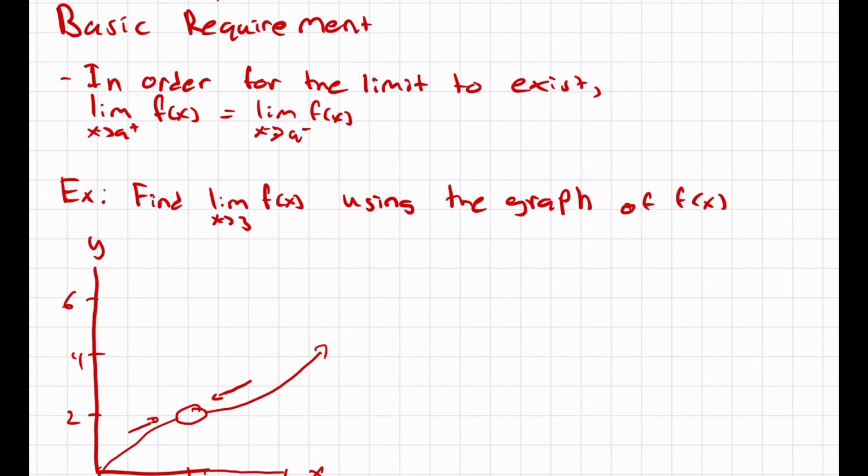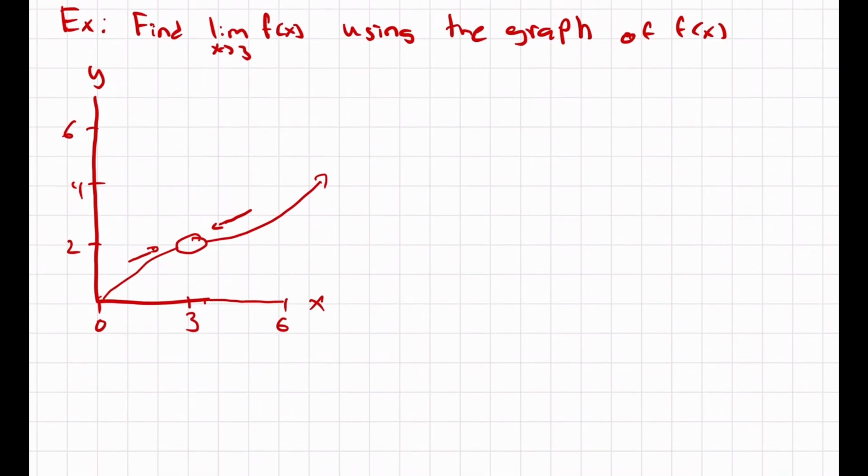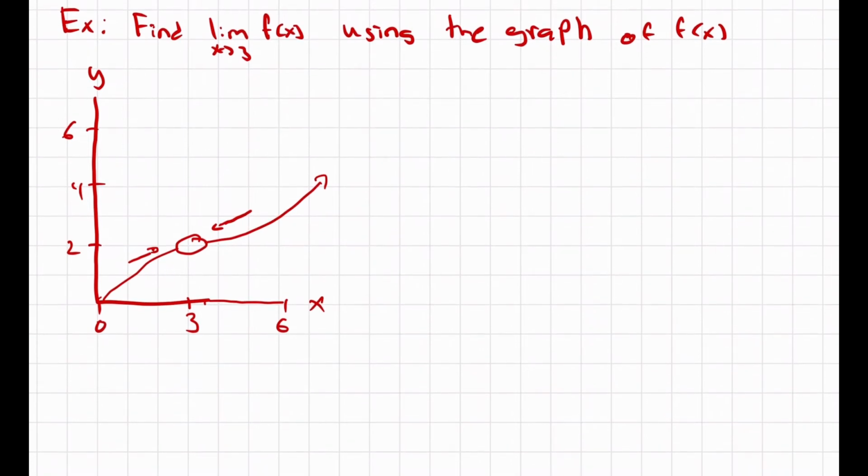The first example says, find the limit as x approaches 3 of the function f of x using the graph of f of x. The first thing we want to do when we're going through these graph problems is identify the value that we're approaching. As you can see right here, we have 3, and this is the value that they want us to go to.